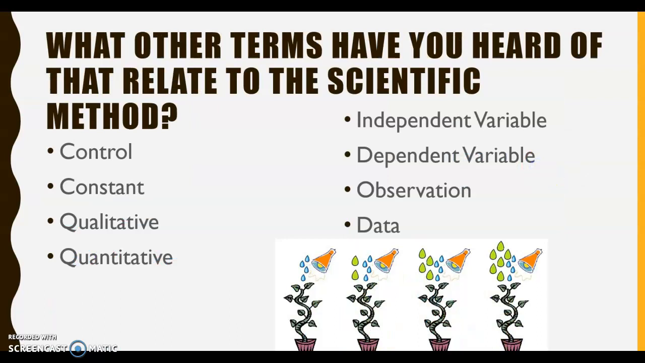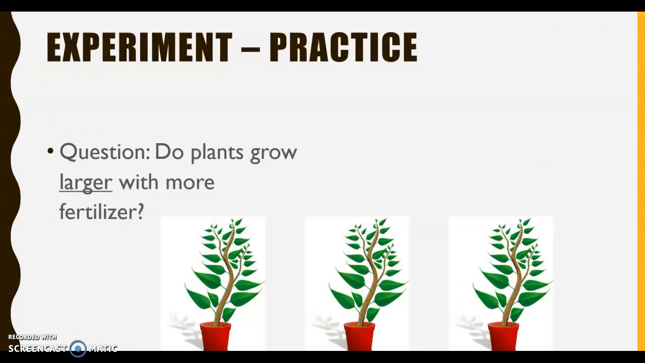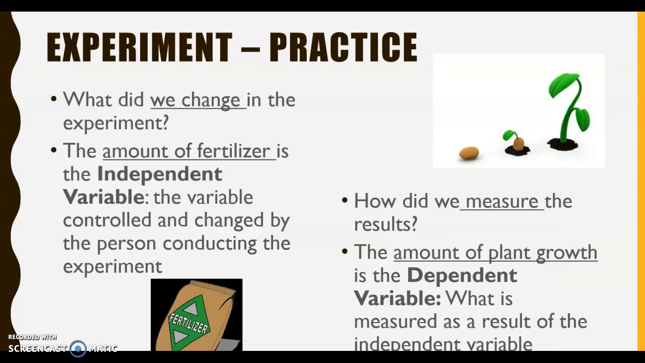Other terms that you might hear are control, constants, qualitative, quantitative, independent variable, dependent variable, observation, and data. Again, the scientific method is a process used to answer a question. So the question is, do plants grow larger with more fertilizer? You have 3 plants, and you're going to think about what are you going to change? What are you going to measure, right?